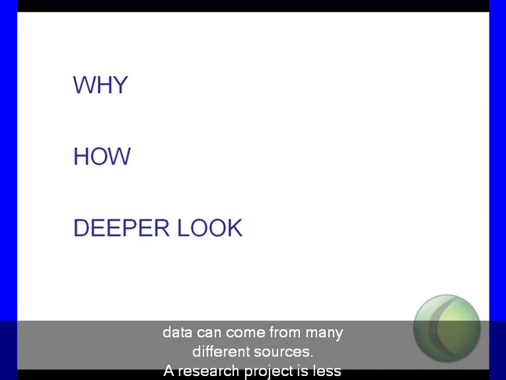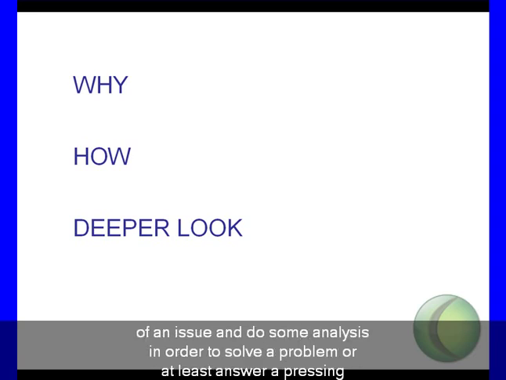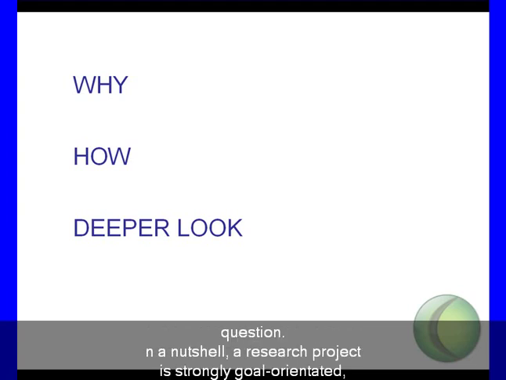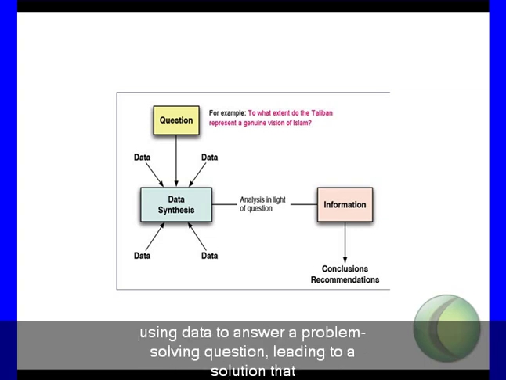A research project is less interested in asking what than why or how. It calls for you to dig beneath the surface of an issue and do some analysis in order to solve a problem or at least answer a pressing question. In a nutshell, a research project is strongly goal-oriented, using data to answer a problem-solving question leading to a solution that advances knowledge.